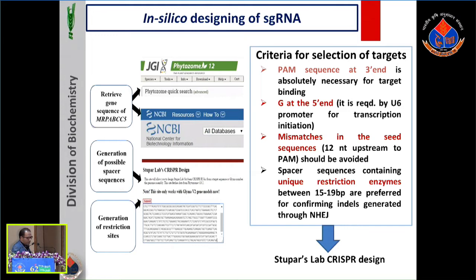While selecting the gRNA target sequences, they took care of these parameters, whether they had the PAM sequence or whether the G was present at the 5' end or not, and all these parameters were taken into consideration while selecting the target.